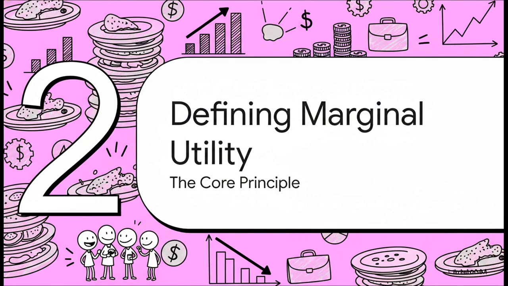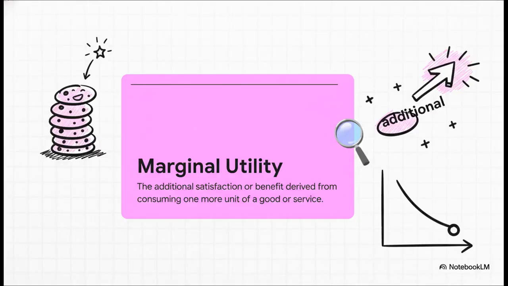Now, let's put the formal academic name to that feeling of diminishing desire. In economics, we call this marginal utility. Let's break this definition down, because every word here is important. Utility is simply the economist's term for satisfaction, or benefit, or value. And marginal? Well, marginal just means on the edge, or the next one. So marginal utility is nothing more than the satisfaction you get from consuming one more unit. Notice, it's not about your total satisfaction. It's all about the value of the very next one.